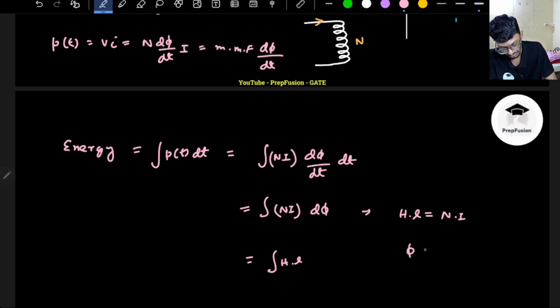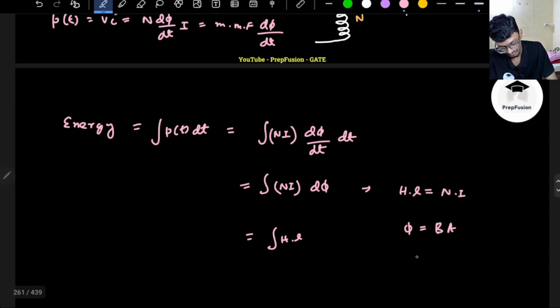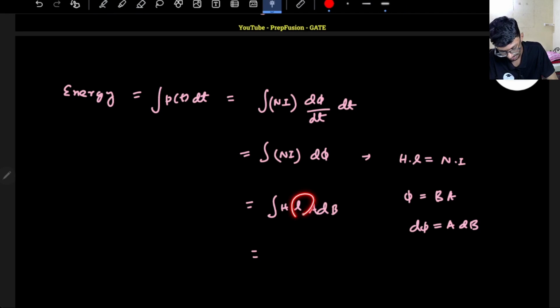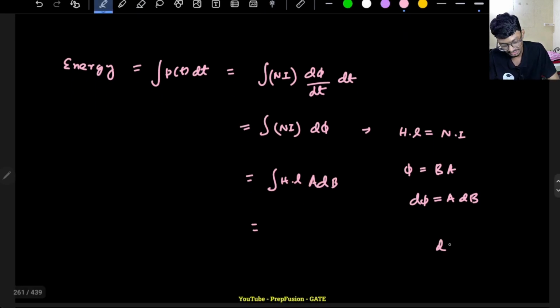And what is phi? Phi is equal to B into A. So d phi will be A into dB, as the area of the cross section is constant by assumption. So here this will be H into L into A into dB. What is length into area of the cross section? Length into area is simply volume.